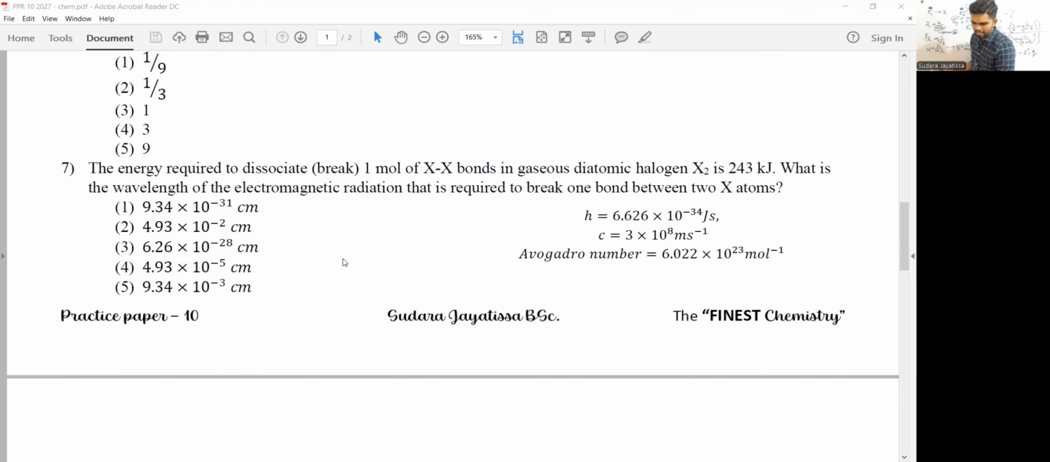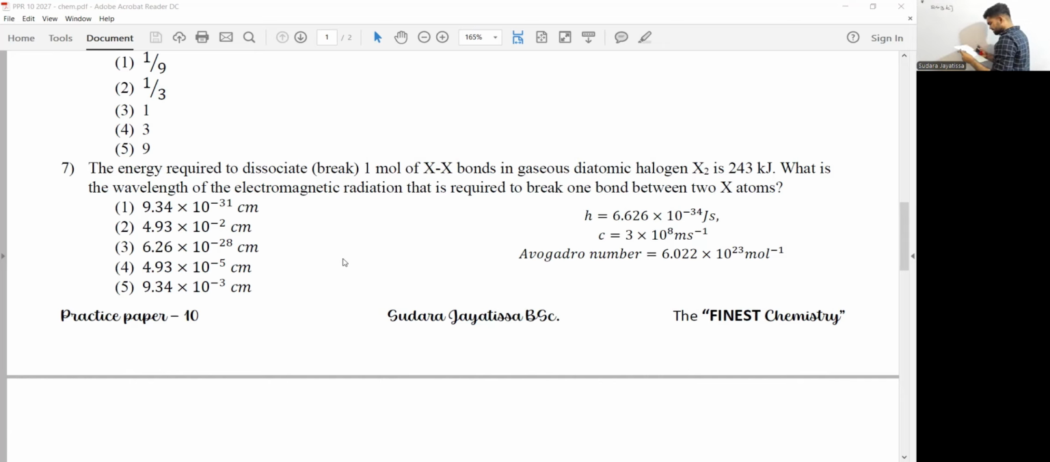Okay. Energy required to dissociate 1 mole of X-X bonds, in gaseous state, diatomic halogen. Don't worry about this gaseous state, diatomic, those things. Anyway, this energy value is the important thing for us. It is 243 kilojoule of energy is required.